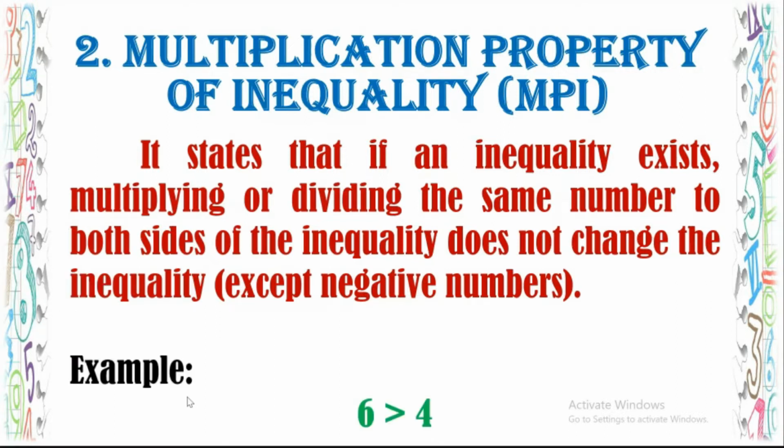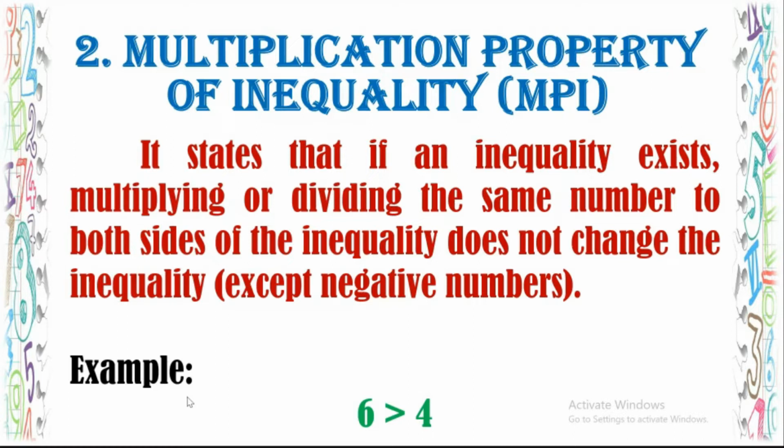Example. Again, we have the inequality 6 is greater than 4. If we multiply both sides by 2, it now becomes 12 is greater than 8. Note that the inequality is still true. The same is true when we divide both sides by 2. So we have 3 is greater than 2. Still, that inequality is true.